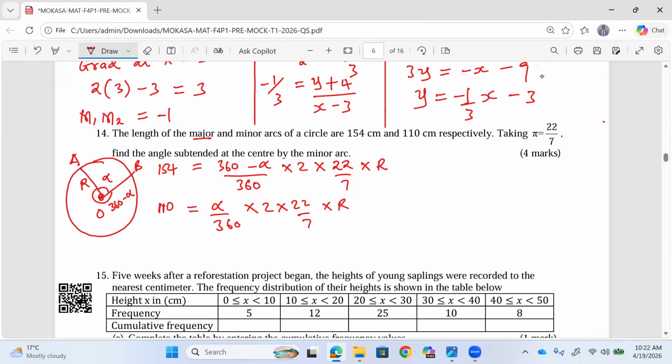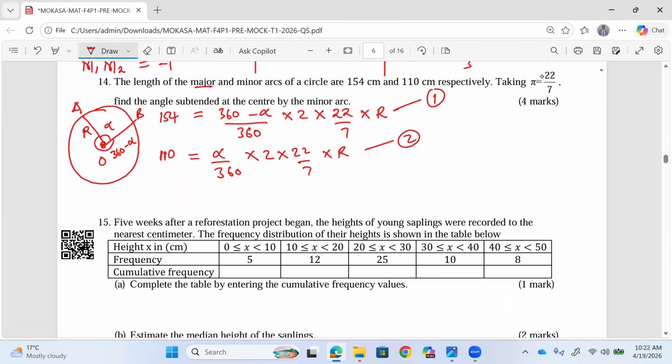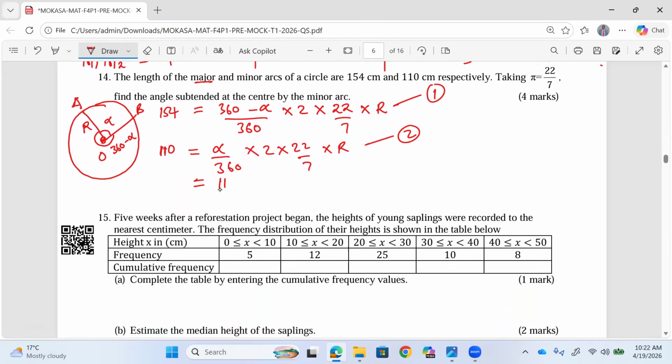Okay, so we said this is equation 1. We said this is equation 2. Can we simplify equation 2? You see, we are having 22 by 2 over 7 by 360. So here we are getting 11 over 630. So this is 11 over 630 alpha r equals 110, like that. Meaning that we can still simplify further.